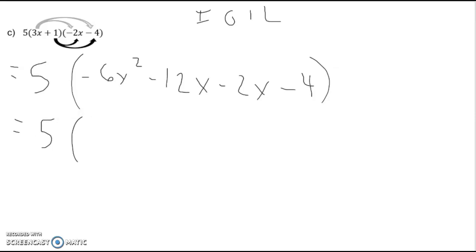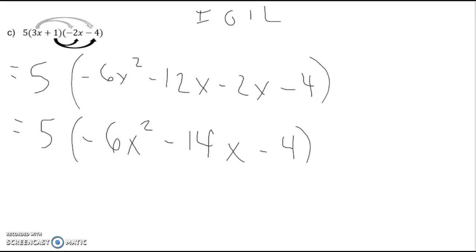We want to simplify inside the bracket. So if we look here, this one has an x squared. Nothing else has an x squared. So we can leave that negative 6x squared. If we look at the middle term here, both of these have an x. So we can simplify that. So it's negative 12x, and we're going to take away another 2x. So what we are left with is negative 14x's. And then we have negative 4 left at the very end. There's nothing else to simplify with, so it stays negative 4.